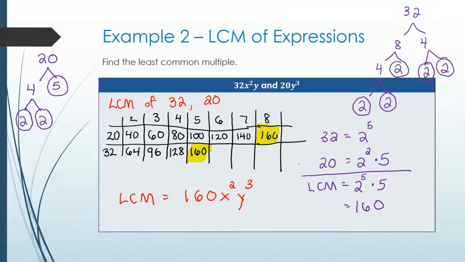So that matches the same number we got with the multiplication table. So that's the number in front, and then you look at the variables when you go back to your original. To make it clear what your final answer is, I'm going to box it. The least common multiple of what we started with, 32x squared y and 20y cubed, is 160x squared y cubed.